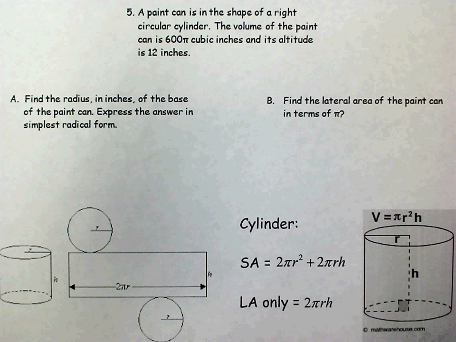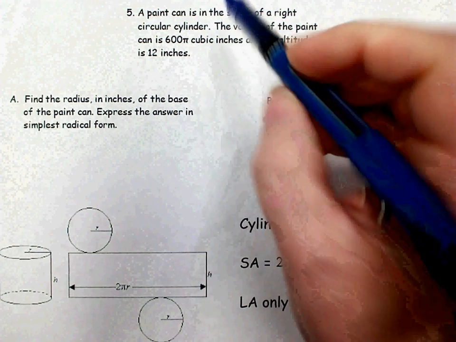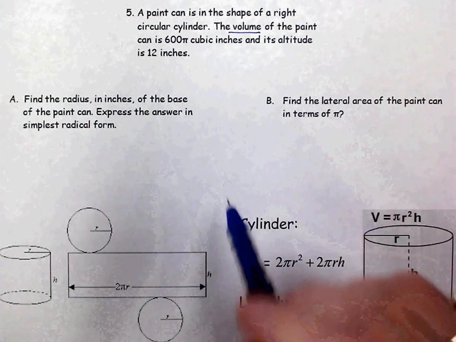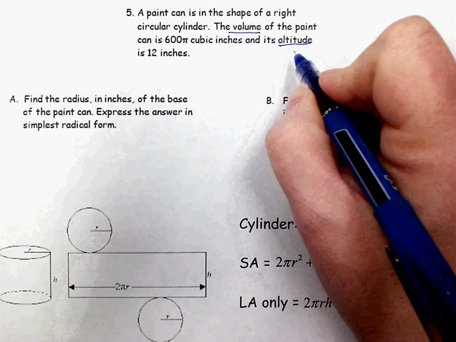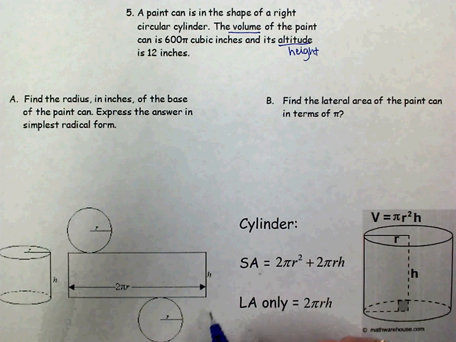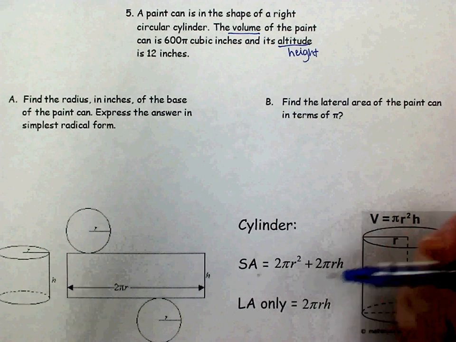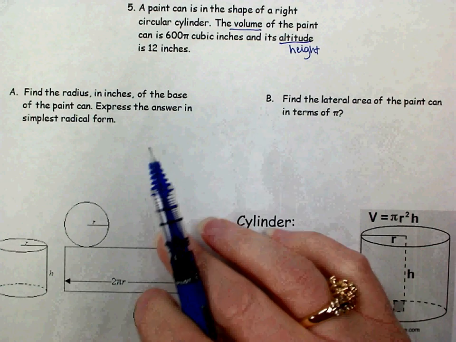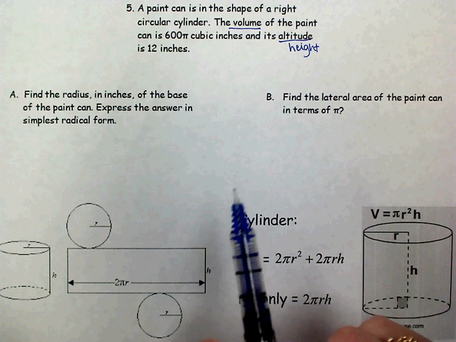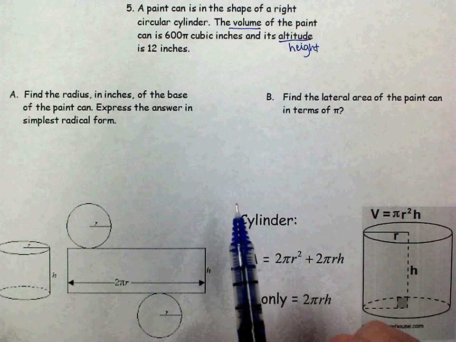On number 5, we have a paint can that's in the shape of a right circular cylinder. We're given the volume of the paint can and we're given its altitude. Remember, altitude is just another word for the height of the cylinder, so those can be used interchangeably. In part A, it says find the radius in inches of the base of the paint can and express the answer in simplest radical form.